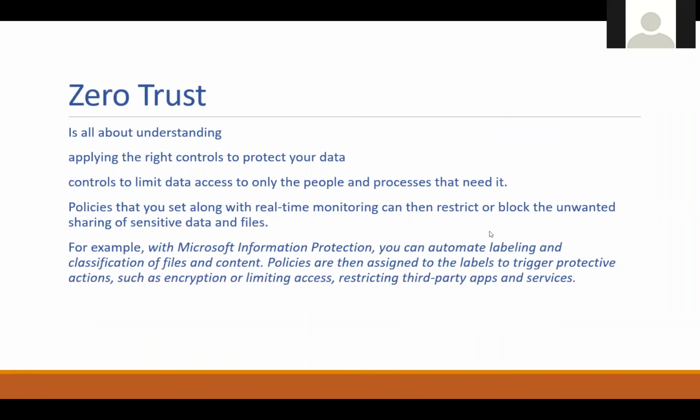So basically, Zero Trust is all about understanding, applying the right controls to protect your data, controls to limit data access only to the people and processes that need it, policies that you set along with real-time monitoring that can restrict and block the unwanted sharing of sensitive data and files. For example, with Microsoft Information Protection, you can automate labeling and classification of files and content. Policies are then assigned to the labels to trigger protective actions such as encryption, limiting access, or restricting third-party apps and services.